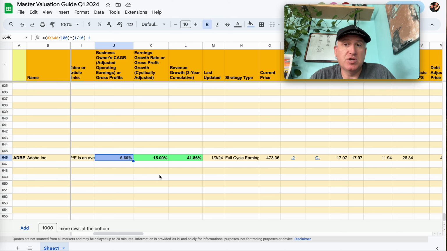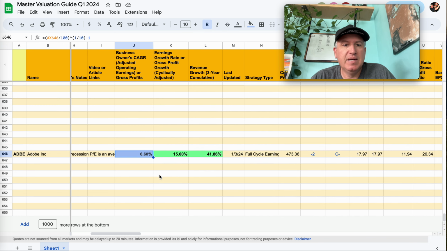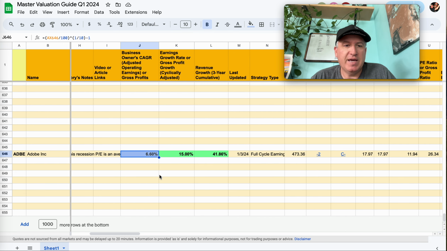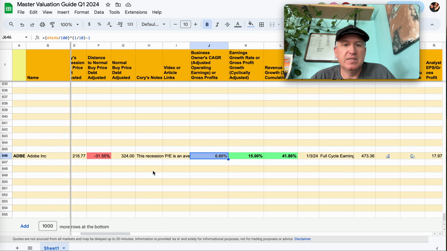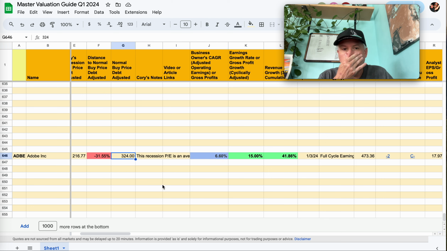The market is actually more expensive than this right now. I think the market's more like 5.5% over 10 years in terms of the S&P 500. And to get to a buy, I like it to be above 8%. So it's in between where the market is and where I would potentially buy it. That's without assuming a recession or anything. So my buy price is $324, which is about 30% lower than it is right now.